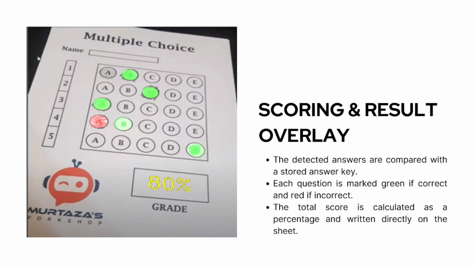Basically, with this type of sheets, it detects the answers and compares them, and it can show the ones that are correct and the ones that are not. Each question is marked in green if correct and red if incorrect, like you see in the image. And the total score is right there in the sheet at the end as a percentage of the final grade.